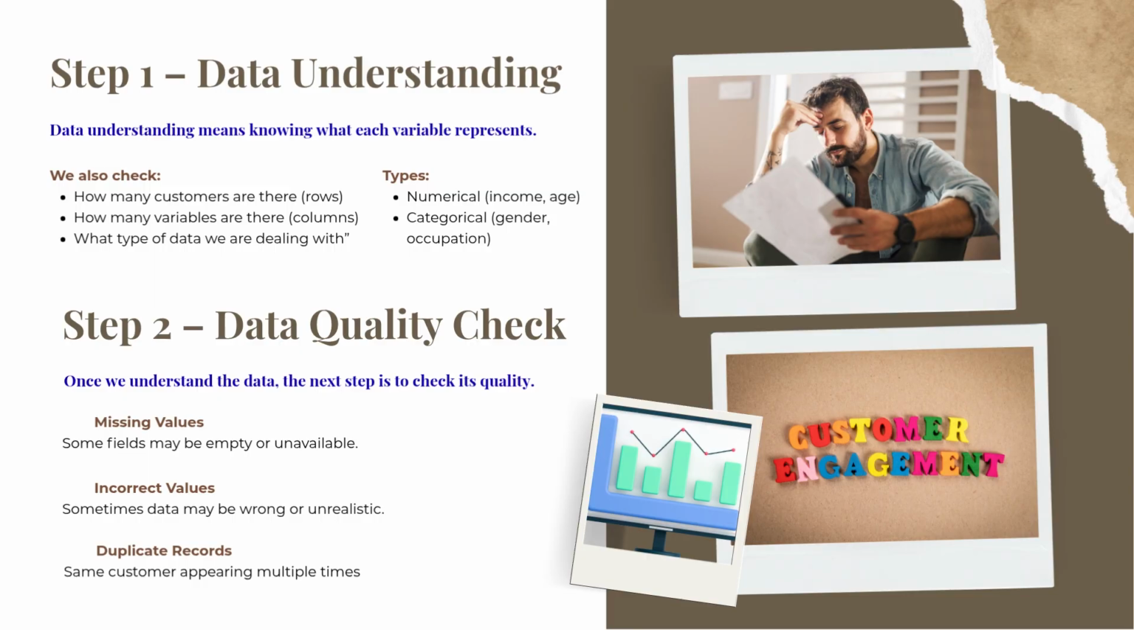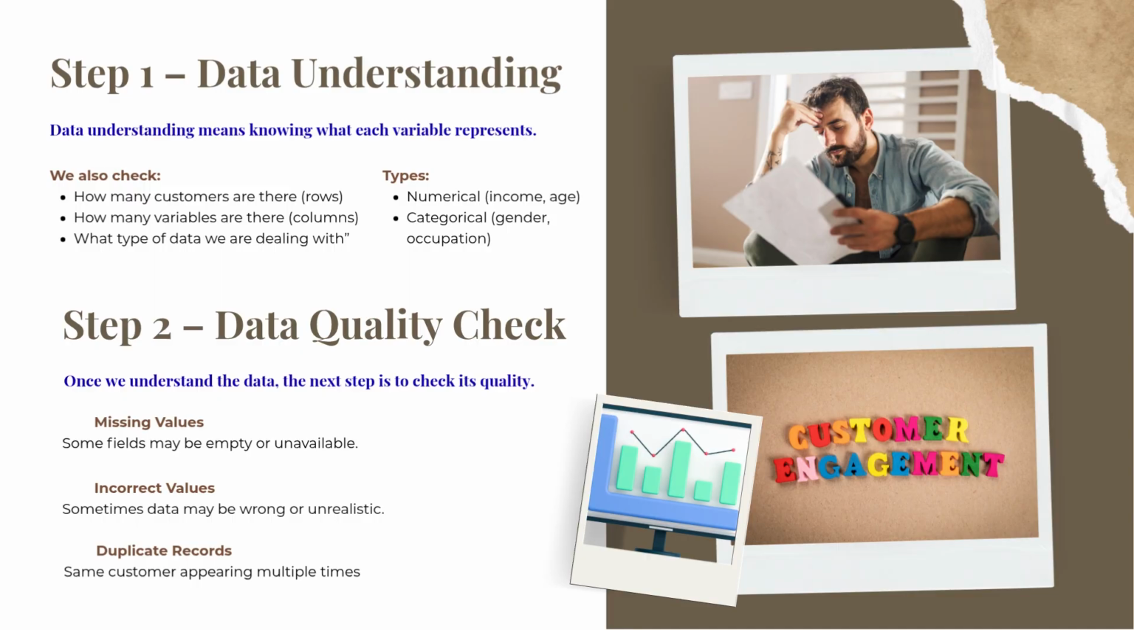there can be a chance that the income is missing, credit score is missing, and too many missing values can reduce the model reliability. For incorrect values, there can be a chance that age is 200 and it shows negative income. So these errors must be identified before modeling. And duplicate records can bias the model and distort the results. So understanding tells us what data means and quality check tells us whether we can trust it.